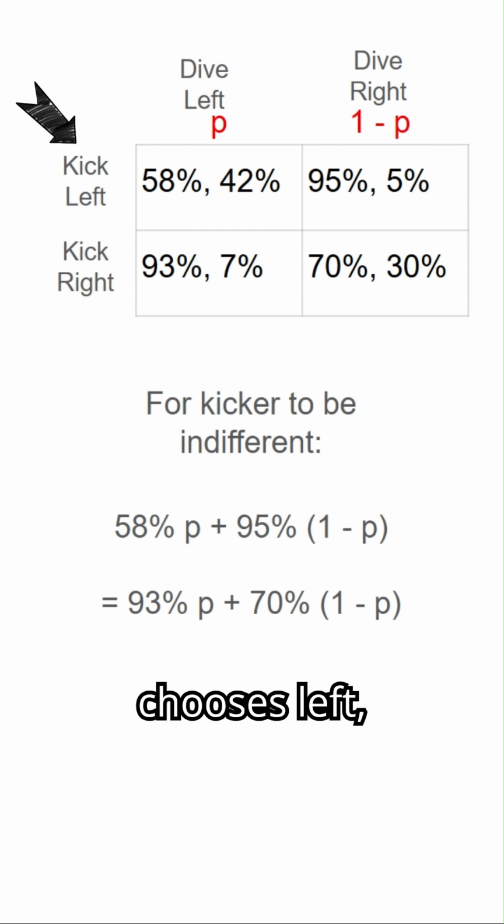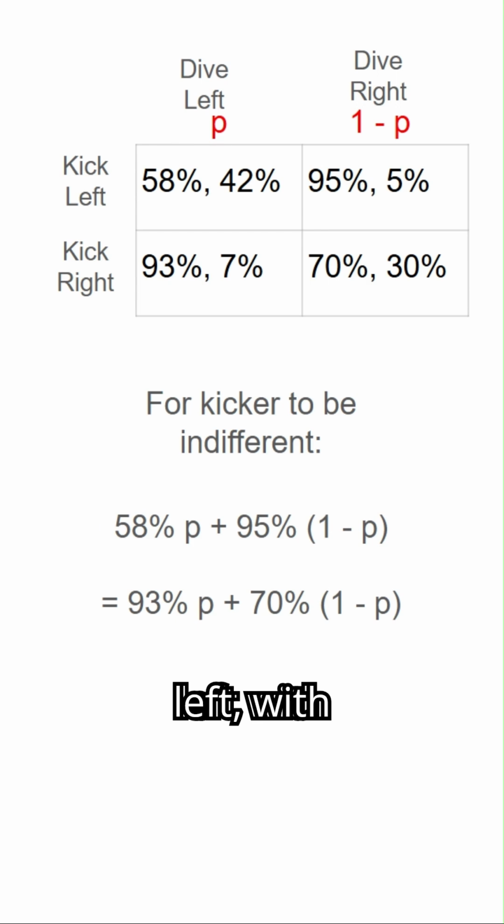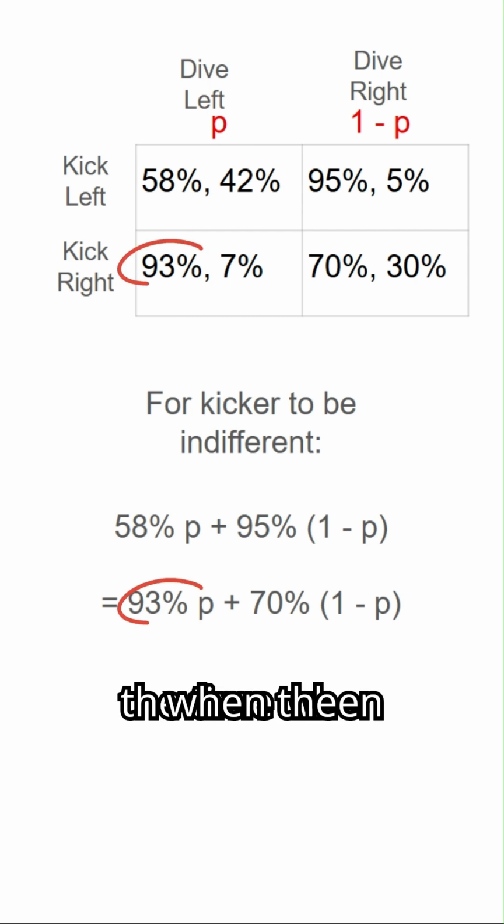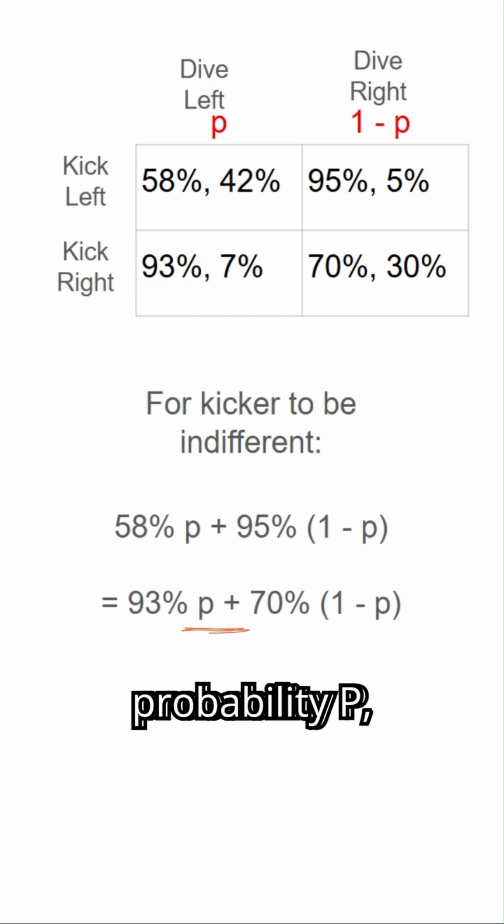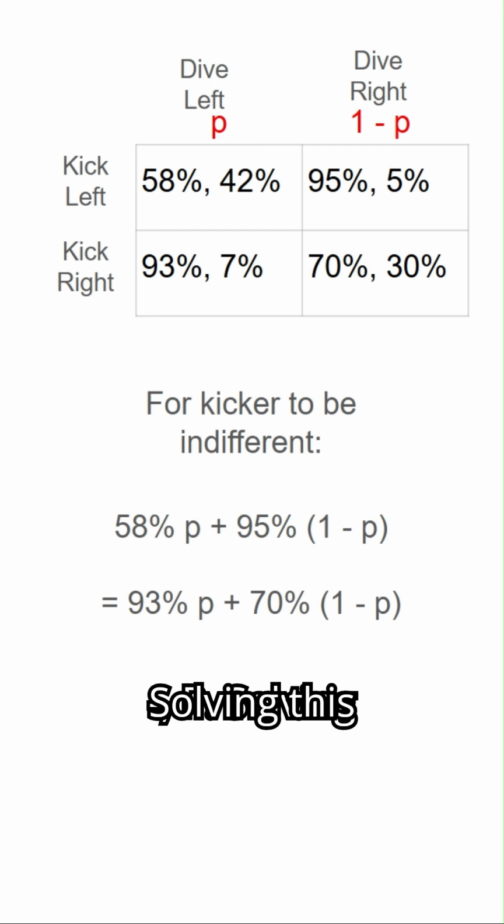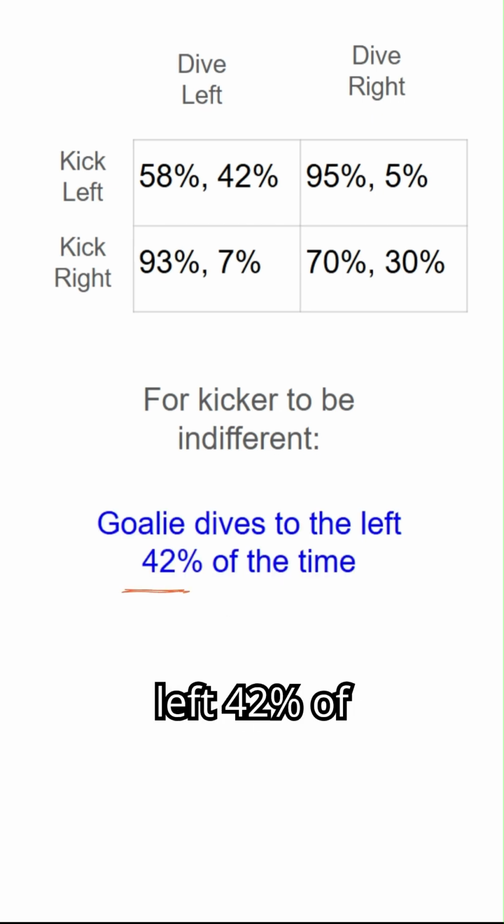If the kicker chooses left, he scores 58% of the time when the goalie dives left, with probability P, and 95% of the time when the goalie dives right, with probability 1 minus P. If the kicker chooses right, he scores 93% of the time when the goalie dives left, with probability P, and 70% when the goalie dives right, with probability 1 minus P. Solving this equation shows that P must be 42%. So to make the kicker indifferent, the goalie should dive left 42% of the time.